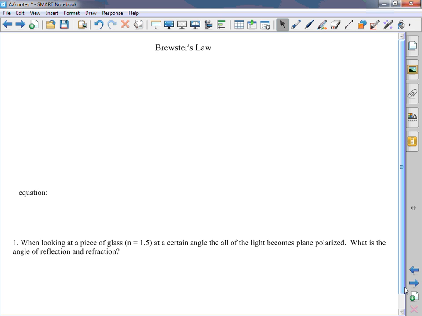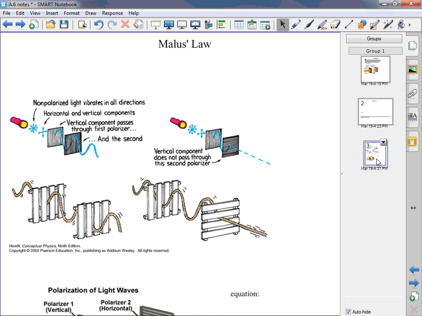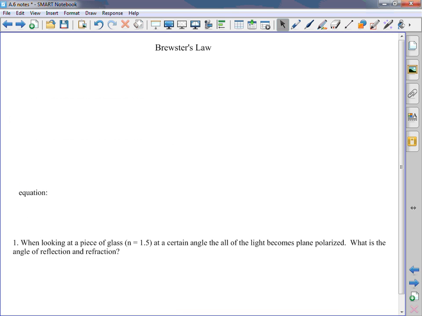Now, do I want to talk about Brewster's law yet? Yes, Brewster's law. We're going to go through Brewster's, and then I'll go to Malus's. Now, Brewster's law states this.